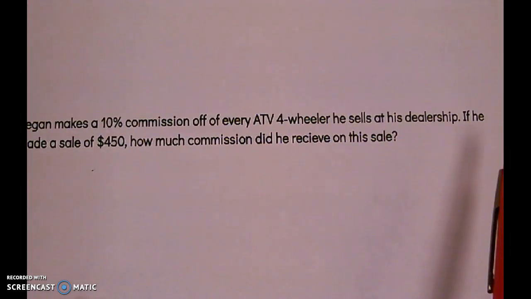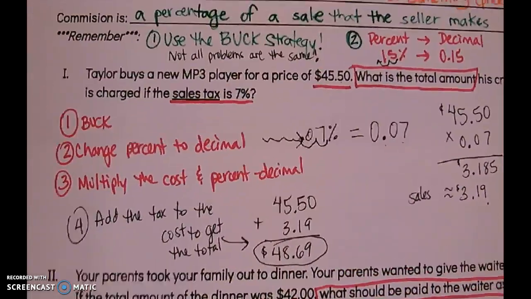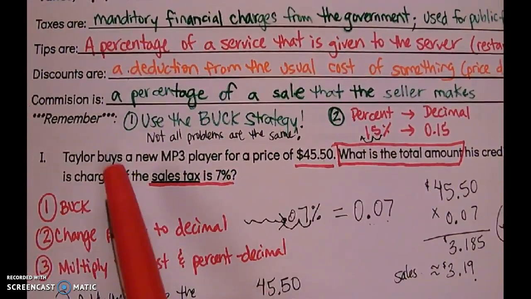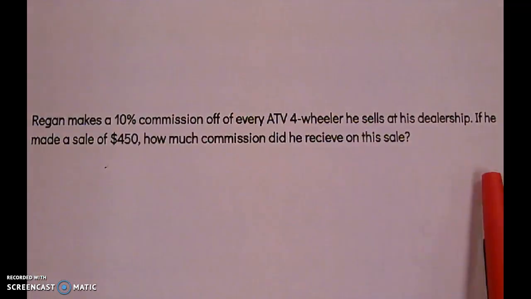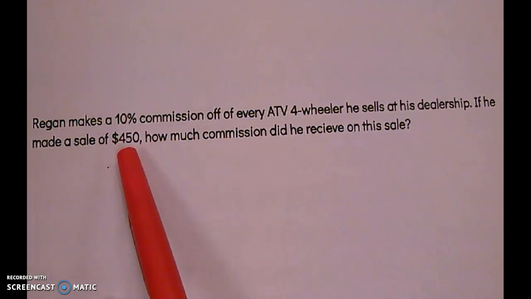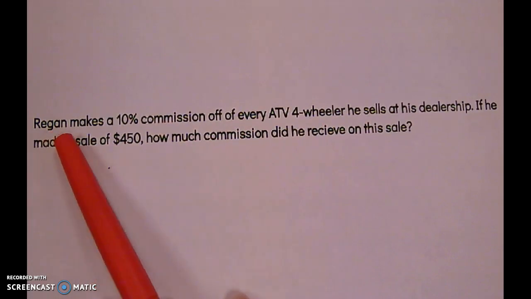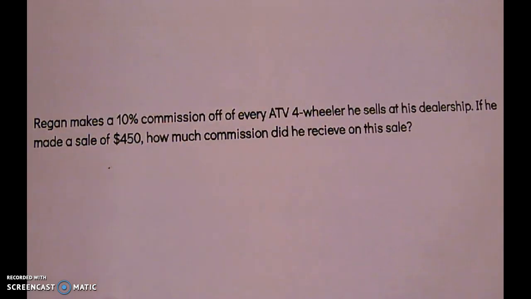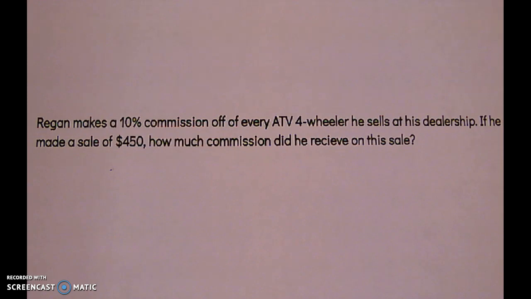Last but not least, there is a problem that talks about commission. And if you remember in our first notes section, a commission is a percentage of a sale that the seller makes. So pretty much you're going to do the same thing. You're going to take 10% of this, and that is going to tell you how much commission Reagan gets on this sale. Once you finish with these problems, I want you to get your answers checked by me, and then you can feel free to move on to the next item of business.